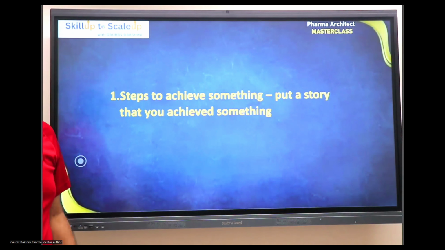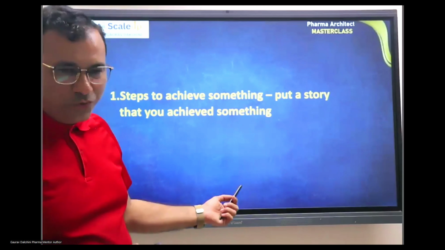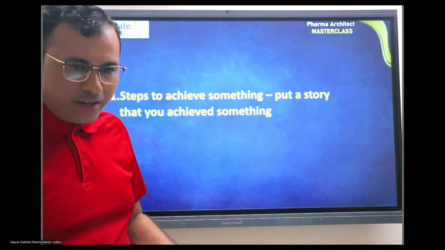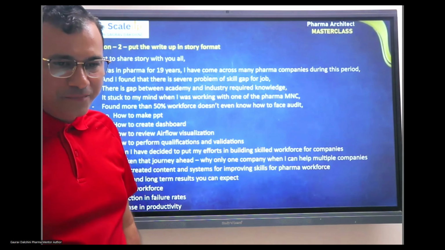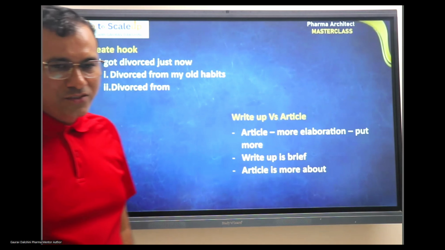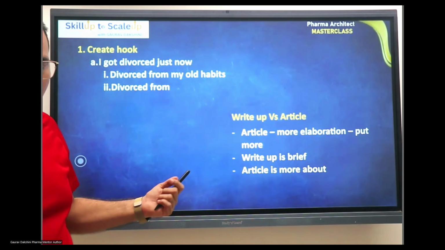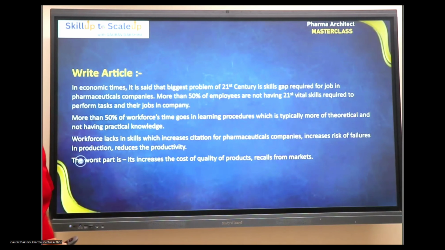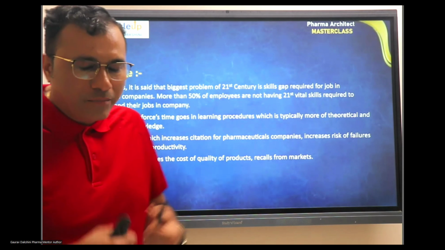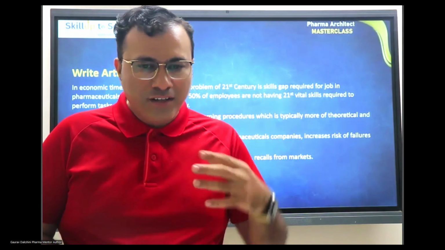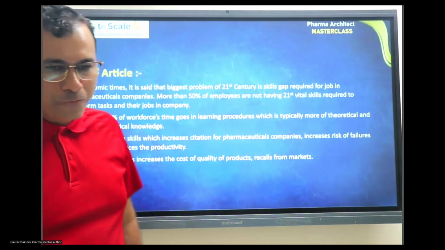Yeah. So story, steps to achieve. Like you want to achieve a 5-step process to automate the reports, to get audit readiness. So put a hook, create a hook. Yeah, then write an article. If you want to write some kind of article, maybe in terms of MIS, in terms of audit, you can write some articles there.